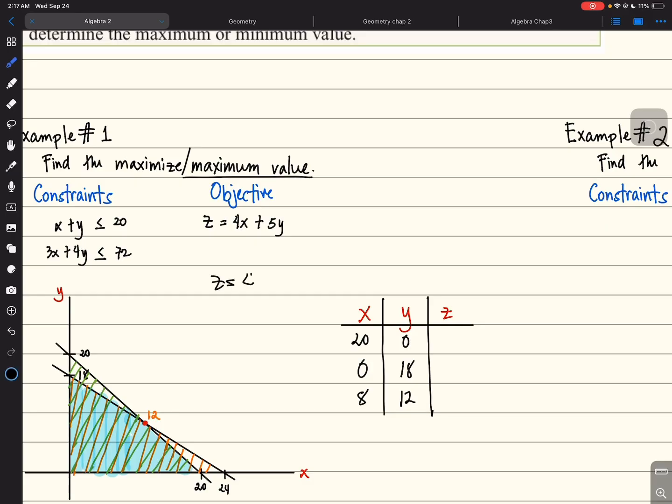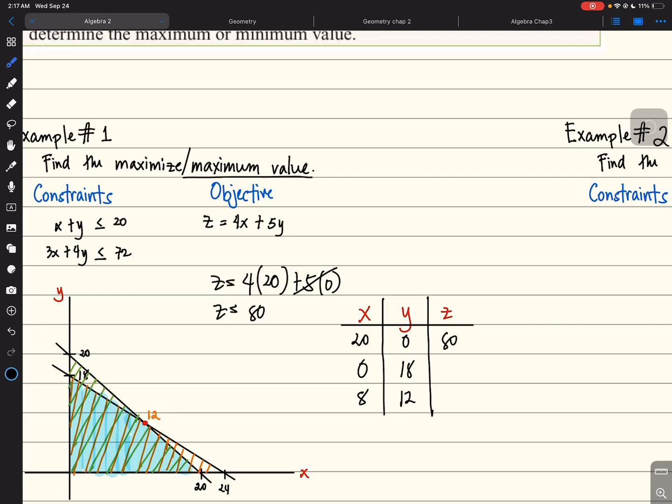Z equals 4x. What is x? That is 20. Plus 5y. What is y? That is 0. We all know this is already eliminated. So z is equal to what? 80. Very good. So for the first value of z, that is 80.